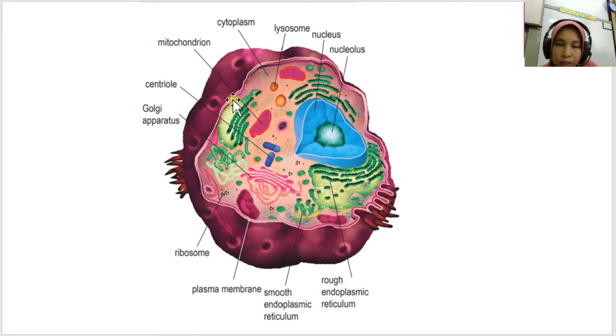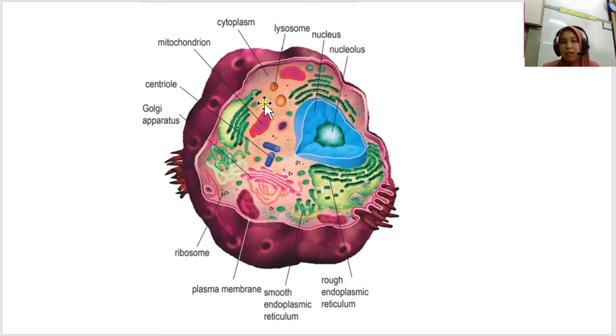The outermost layer of the animal cell refers to the plasma membrane. Plasma membrane refers to the outermost layer that covers the animal cell. Okay, so inside the cell, the jelly liquid inside the cell consists of what? Cytoplasm. So cytoplasm is a jelly liquid inside the cell.